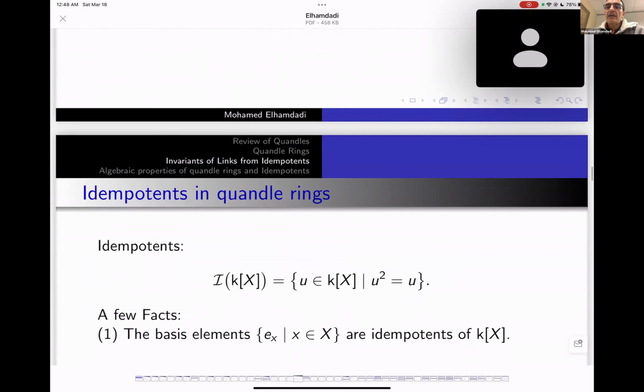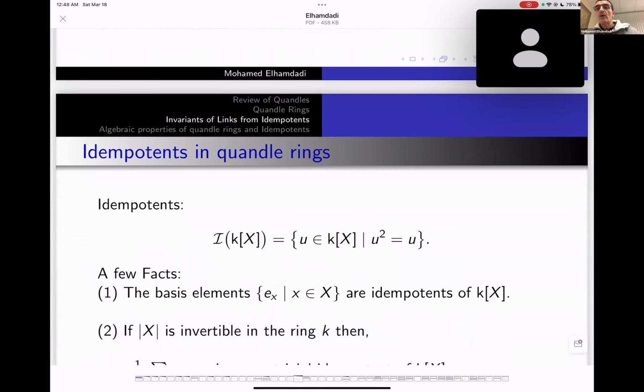Let me talk about idempotents in quandle rings.